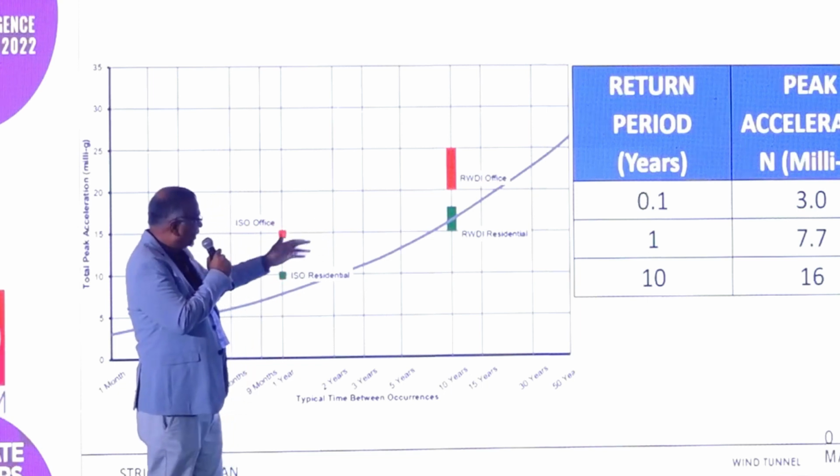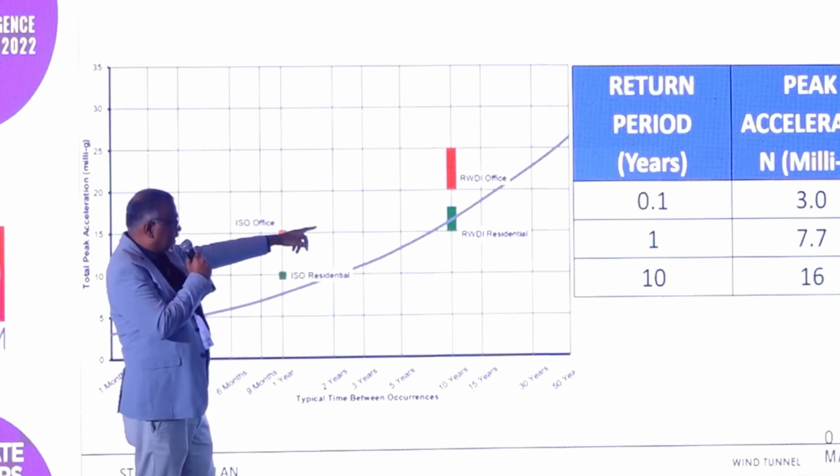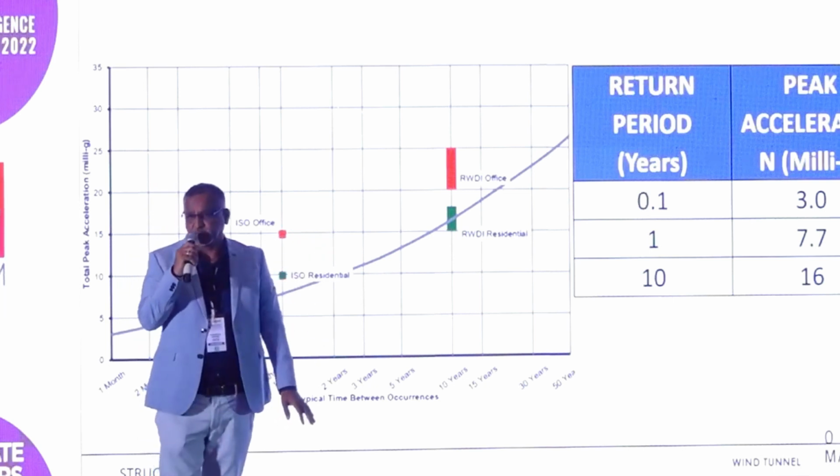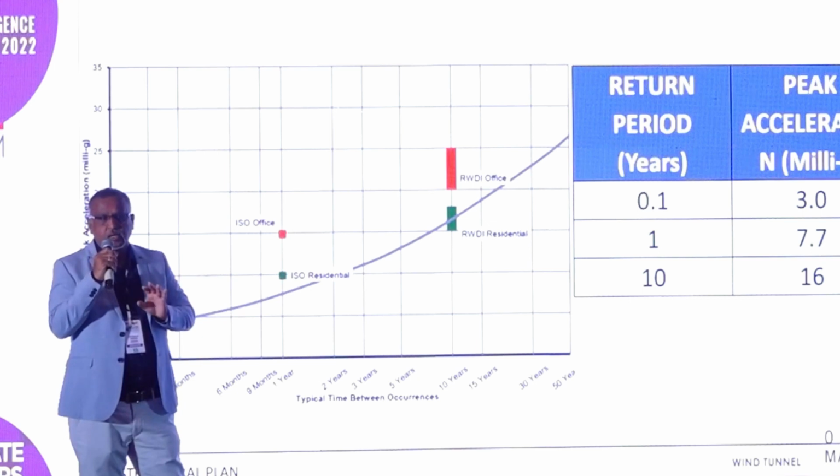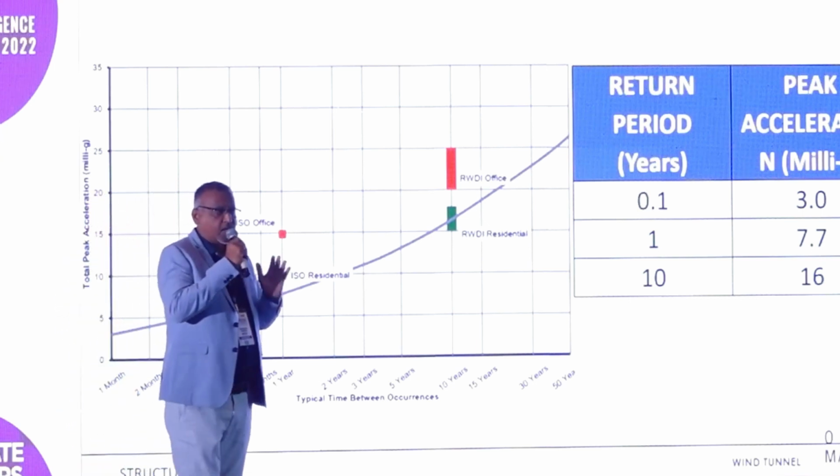So for a 10-year return period, the peak acceleration is 16 milli-G. So 16 milli-G is what is felt as comfortable. One doesn't feel it as disturbing.